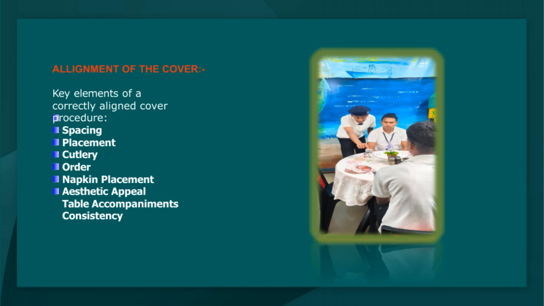Finally, all of these elements come together through the alignment of the cover. A properly aligned cover reflects attention to detail and enhances the overall dining experience. When everything is correctly aligned, spacing, placement, aesthetic elements, and accompaniments, it elevates the presentation and contributes to a memorable occasion. Remember, consistency and precision are key in achieving a flawless table setting.